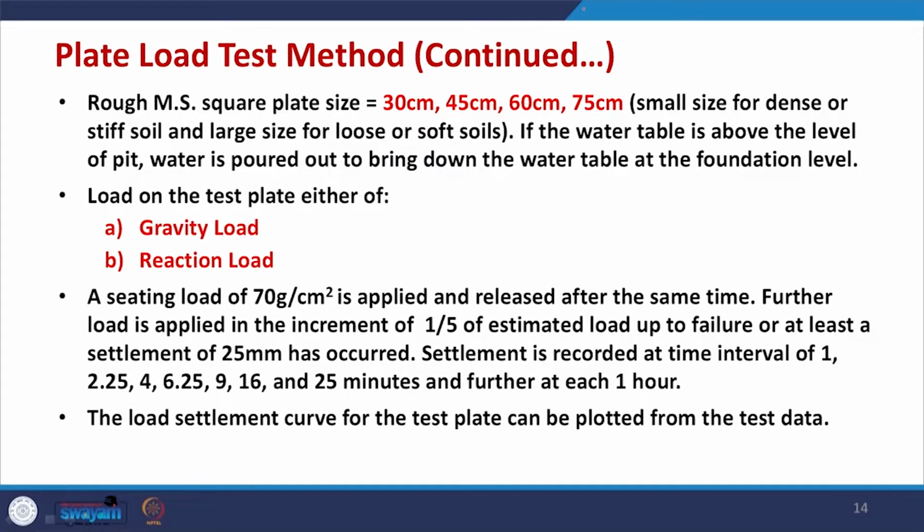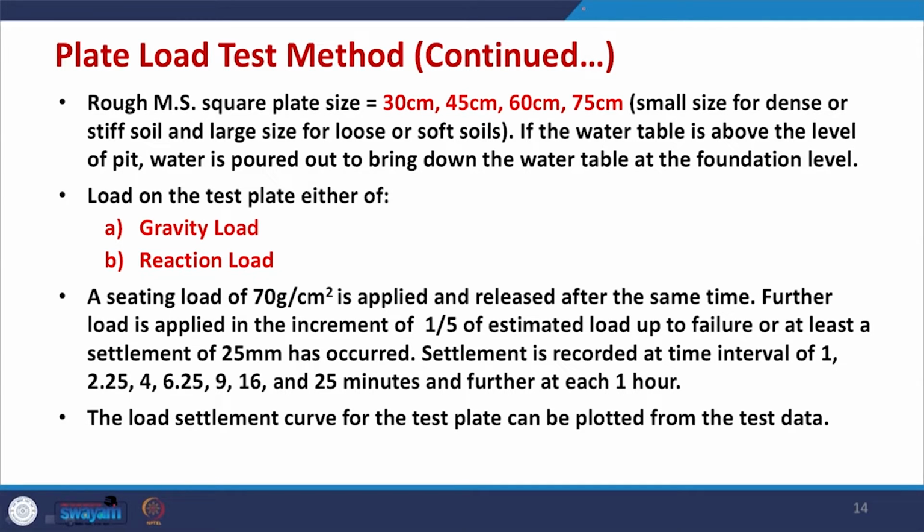Further load is applied in increments of 1/5 of the estimated load, or up to failure, or at least until the settlement reaches 25 mm. So, that means at least we need to have a settlement of 25 mm, or if the failure load is already estimated, then it is up to 1/5 of the failure load.